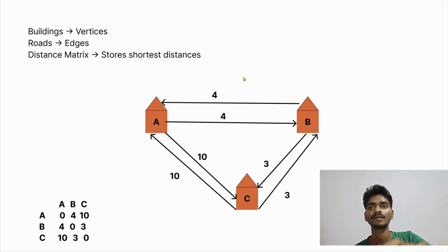In the adjacency matrix, as there is no path from A to A, the value will be 0. There is a path from A to B, and the weight from A to B is 4, so the value will be 4. From A to C there is a path with a value of 10. In the same way the matrix is filled.